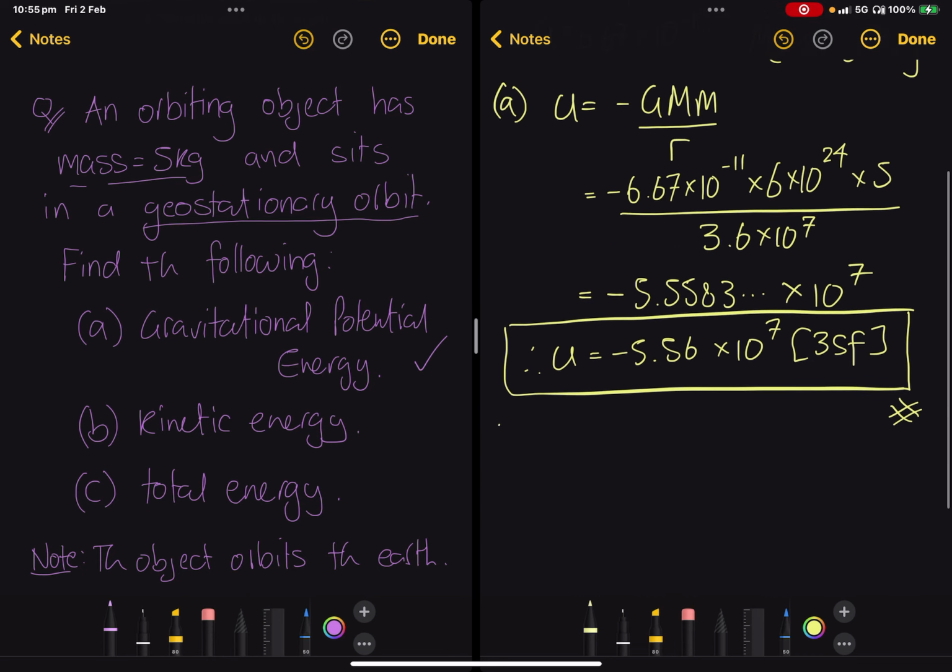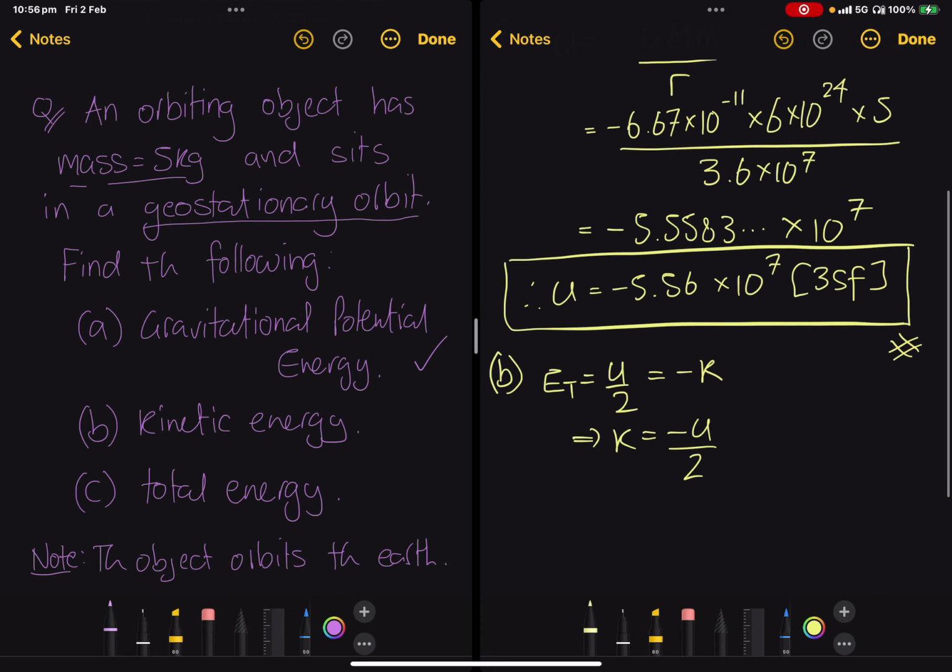Now we need to find the kinetic. We could find the velocity, and then we could multiply 1/2 times the mass times the velocity squared. But we have another convenient relationship here when we're dealing with orbitals. The total energy is equal to the potential divided by 2, which is equal to negative of the kinetic. And what this means is the kinetic is equal to the negative of the gravitational potential divided by 2. So we've just found the gravitational potential. That means we can find the kinetic by dividing it by minus 2.